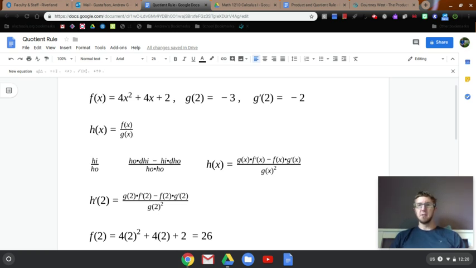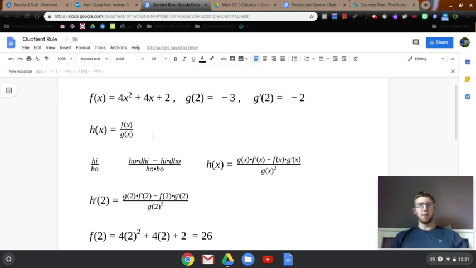Here's your problem that you emailed me, where f of x is 4x squared plus 4x plus 2. They didn't give you the function g, they just gave you the result when x is 2. So g of 2 is negative 3, and they gave you the derivative, g prime of 2 equals negative 2. Not a ton of information for g of x, but the function f of x we know.